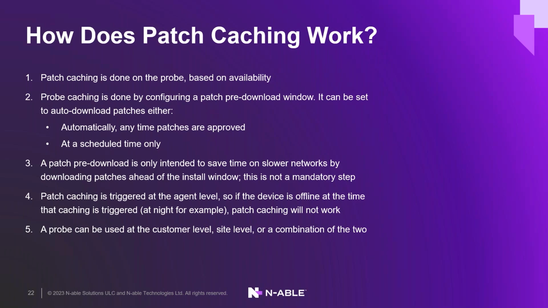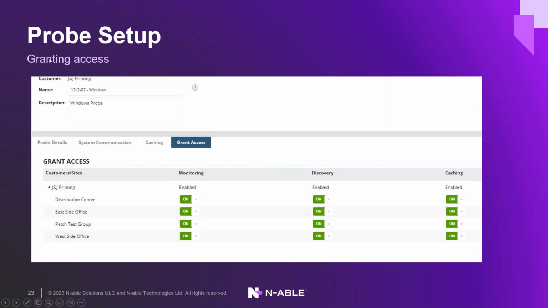Patch caching is triggered at the agent level. So if the device is offline at the time that caching is triggered, at night, for example, patch caching will not work. A probe can be used at the customer level, site level, or a combination of the two. Now, I typically recommend customer, but you can do both.